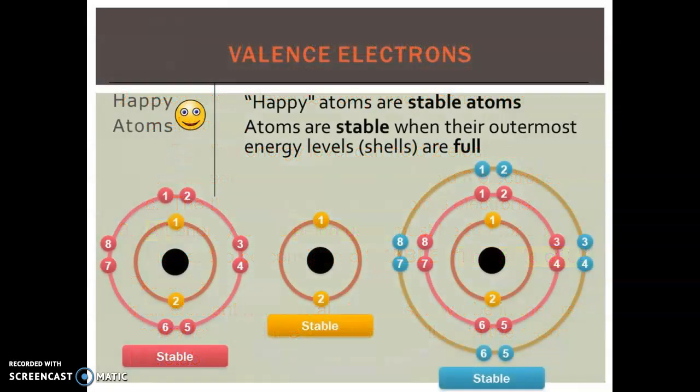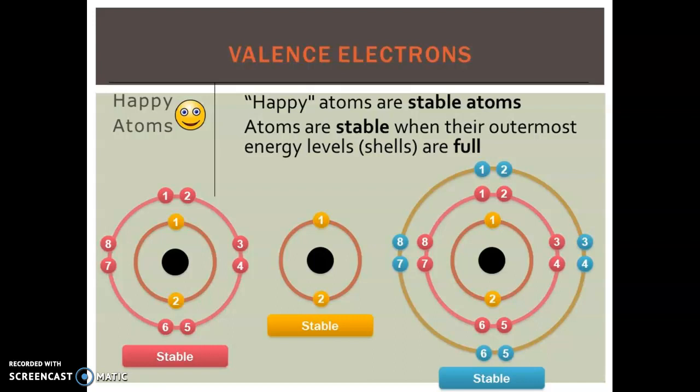All right, so again, let's keep that 2-8-8 rule in our heads. Once again, we're mainly focused on the valence electrons. Happy atoms or elements are going to be stable ones. And again, atoms are only stable when their outermost energy shell is filled.